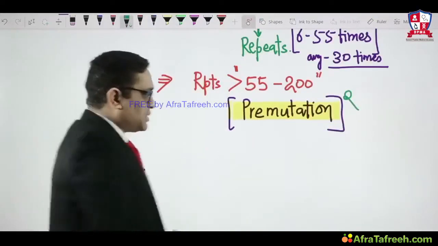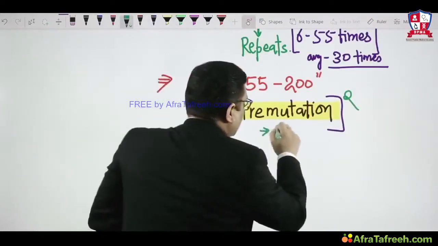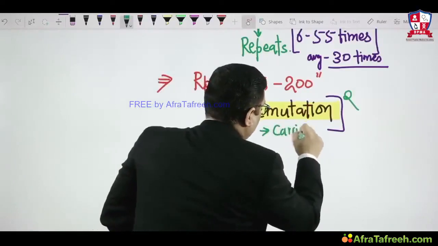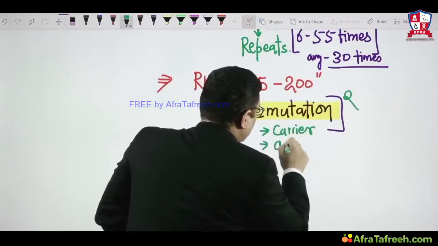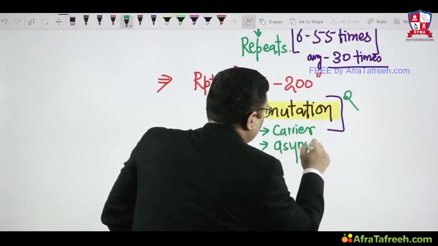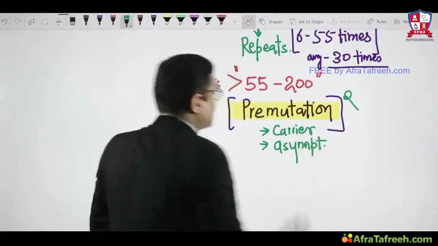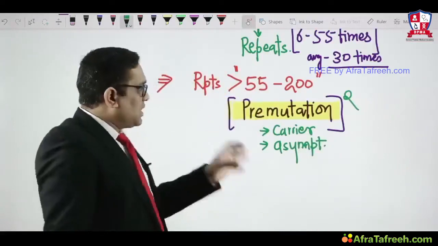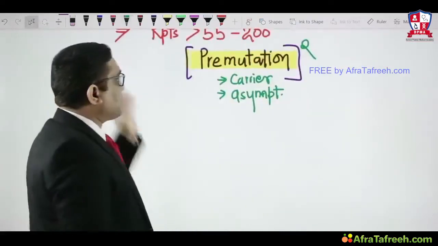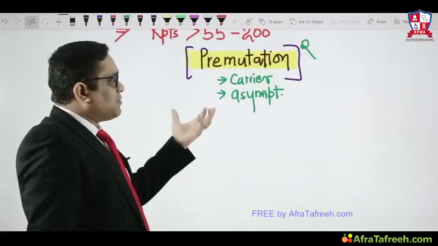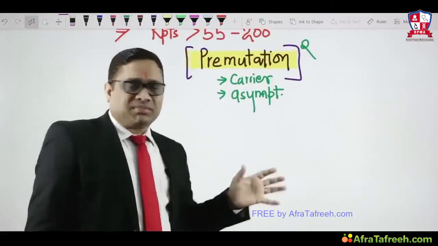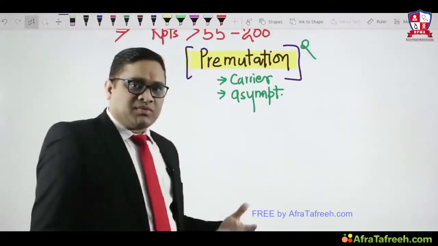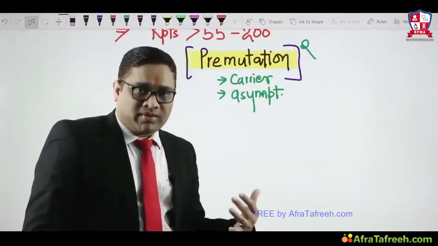What is pre-mutation? In this, the patient will be like a carrier and will be asymptomatic. So repeats are 55 to 200. These are pre-mutation, meaning the patient will not be showing any symptoms. So when will they show symptoms? When the number of repeats will be more than 200, right?